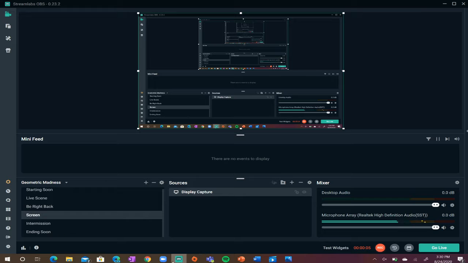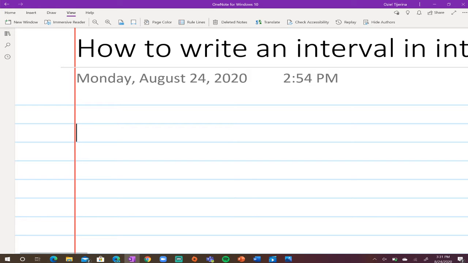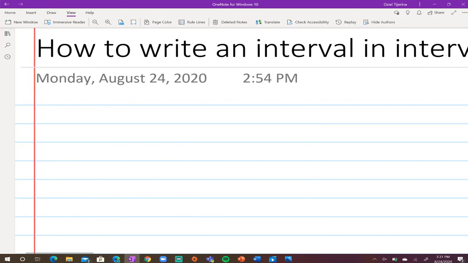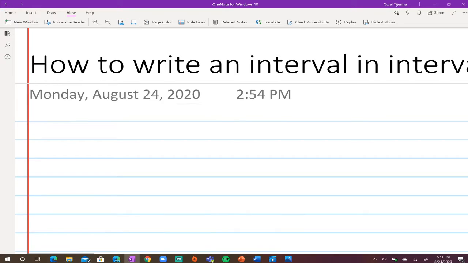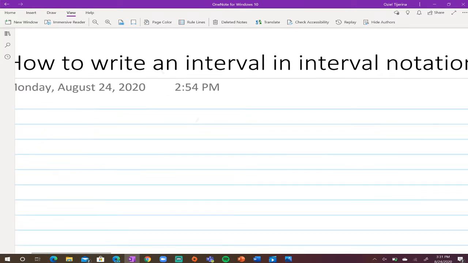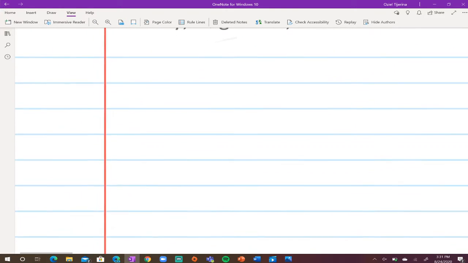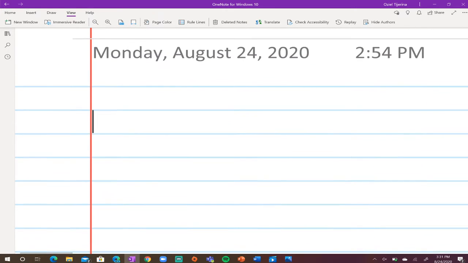In this video, I want to go over how to write an interval, or rather, how to write a certain interval in interval notation. This is one of the things that I forgot to go over at the very beginning.